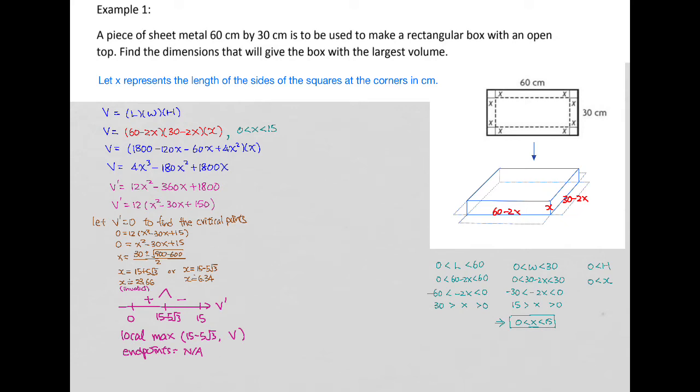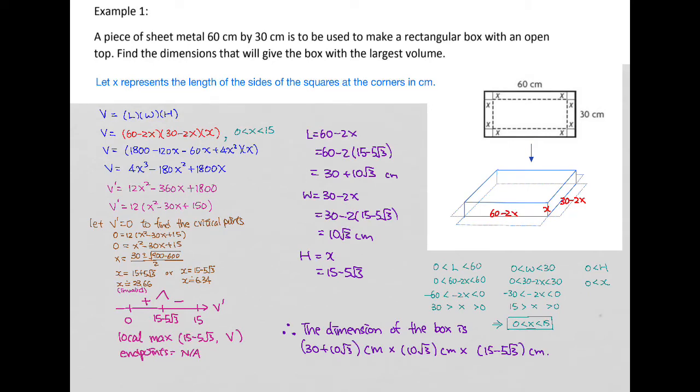Last step, we have to write our conclusion. Because the question only wants us to find the dimensions, they didn't ask us to find the volume. So I just need to find the length, the width and the height by substituting the x value that we found. After you find them, remember to make a final conclusion. So you will say, therefore, the dimension of the box is length times width times height. The length and the width can interchange, but the height must be the last one.